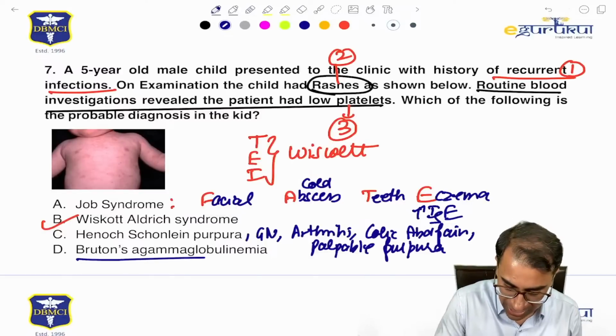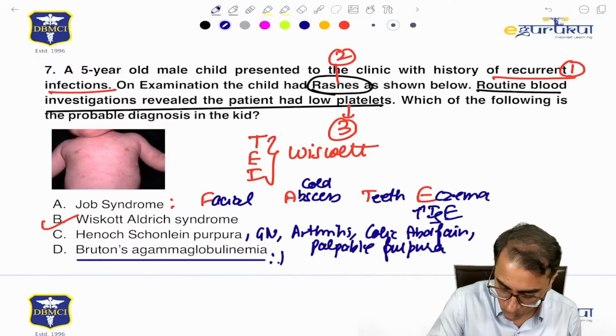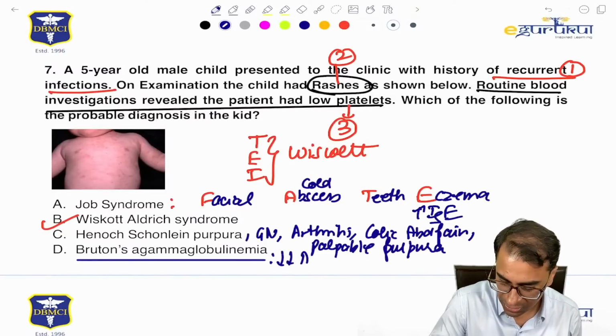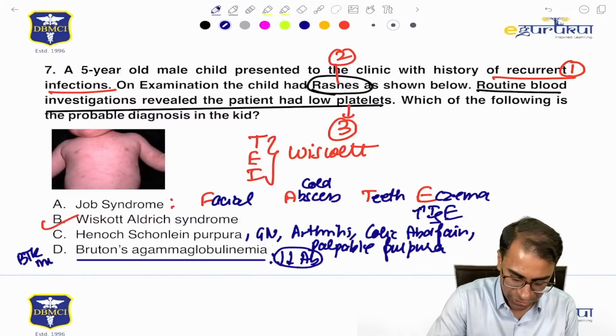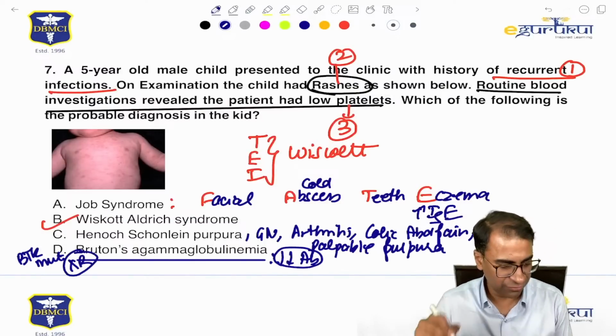Okay, Bruton's X-linked agammaglobulinemia will show you decreased amount of antibodies. All antibodies absent because of BTK mutation. It's an X-linked recessive disease.